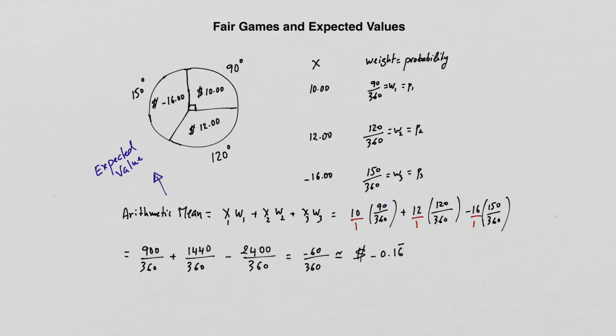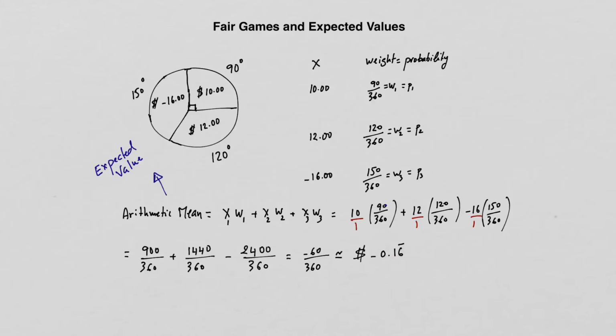How do you make it fair? You're expected to lose 16 cents. So whoever is playing this game with you, the owner of the game, should pay you slightly more than 16 cents. Pay you, okay? You don't pay, they pay you slightly more than 16 cents to play the game. Why? Because you are expected to lose 16 cents.